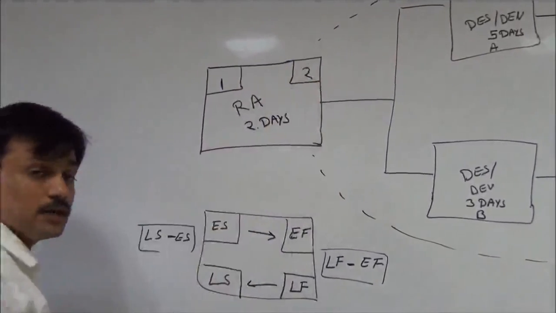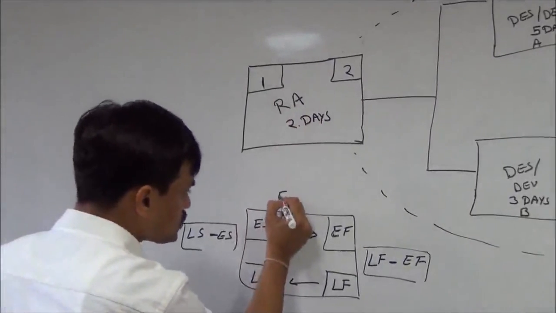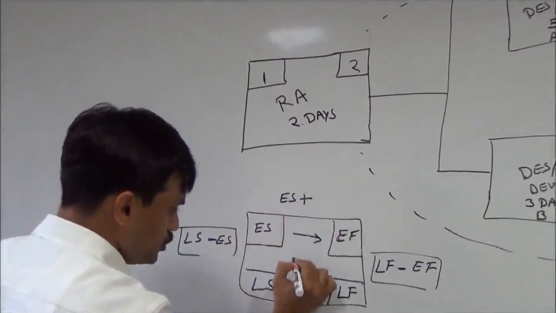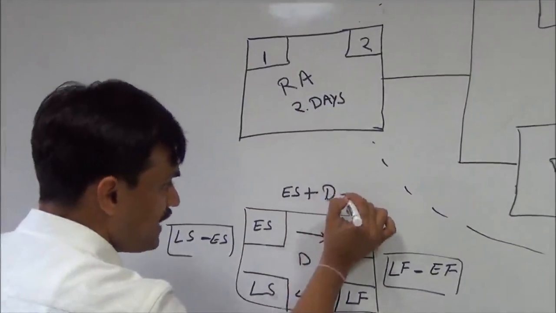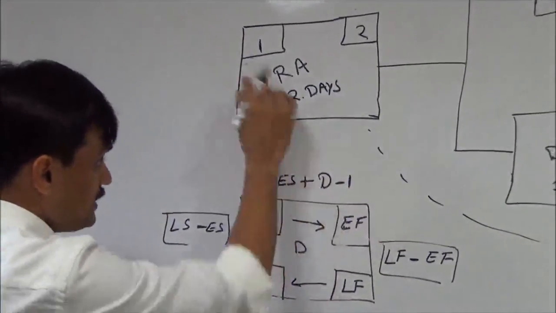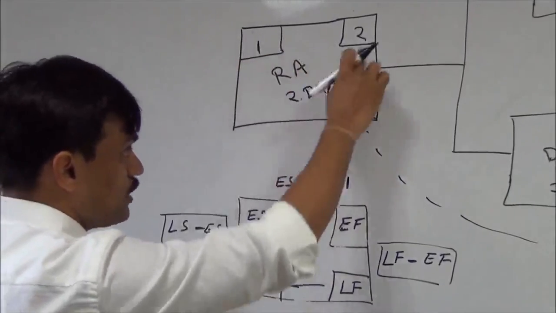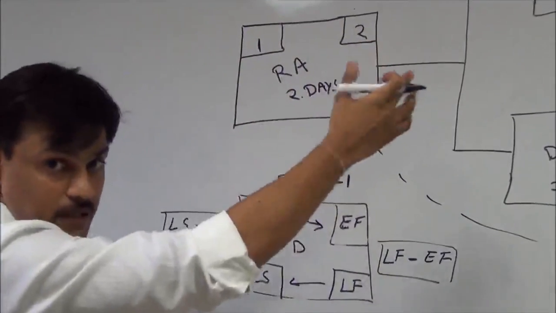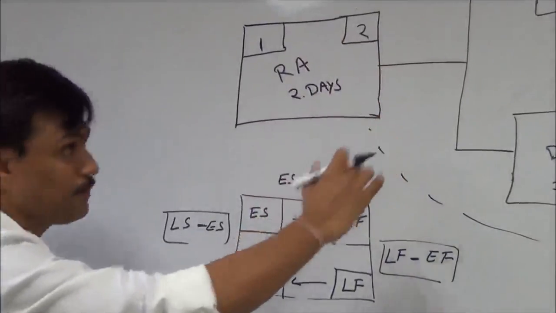So how do we calculate early finish? By adding the early start plus the duration of this activity, minus 1. So in this particular example, 1 plus 2, 3, minus 1, is 2, the end date. So it will take 2 days, and at the end of day 2, this activity is done.